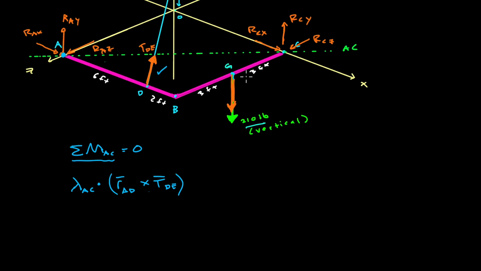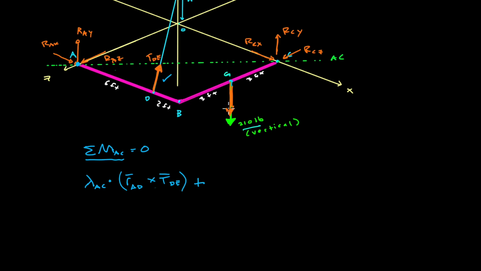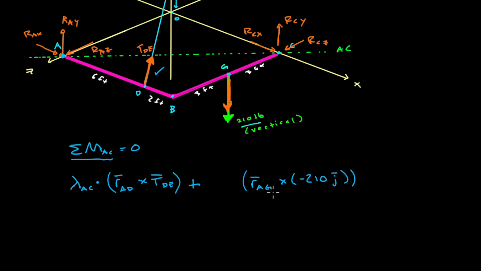Similarly, we have another moment due to the 210-pound force applied at point G. This 210-pound force is going to impart a moment about point A, which we can describe as the following. Right? So again, R from A to G cross the 210-pound force in the negative J direction. That is the moment of that force about point A. But again, we want to project that moment vector onto line AC, so we're just going to dot that again with the unit vector in the direction of AC.